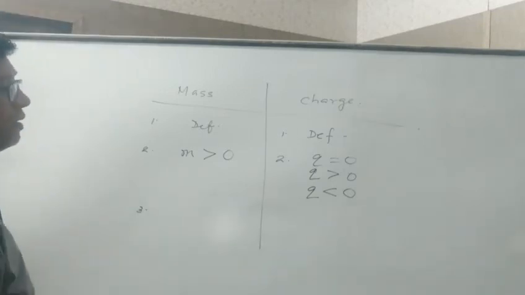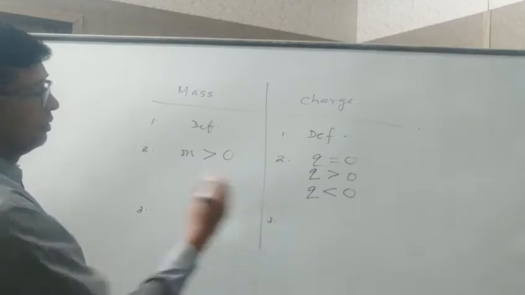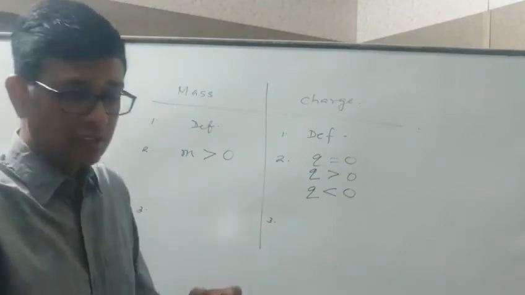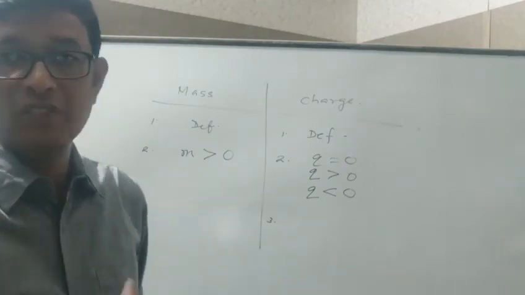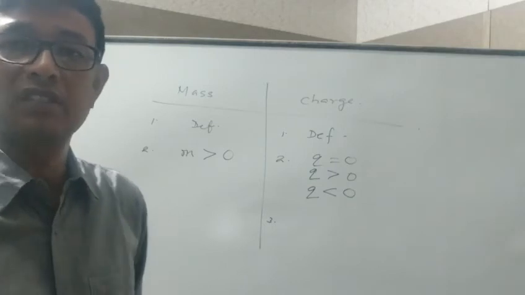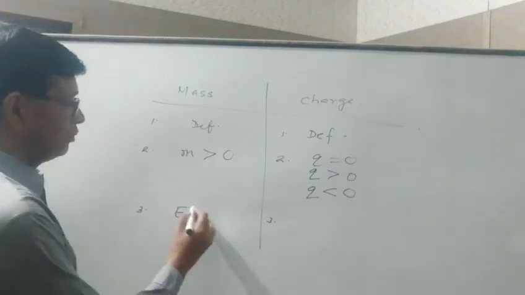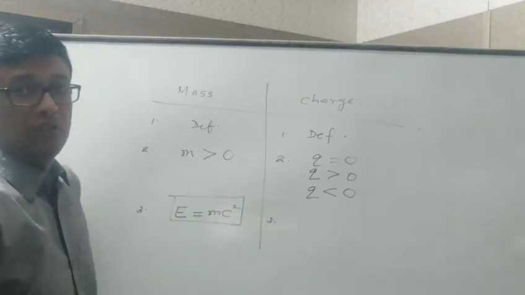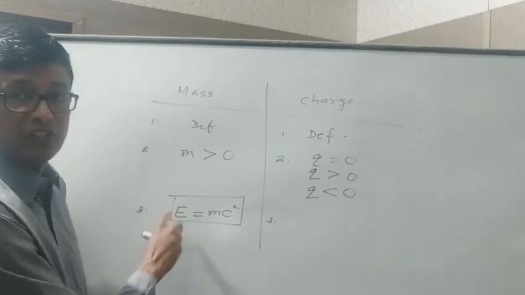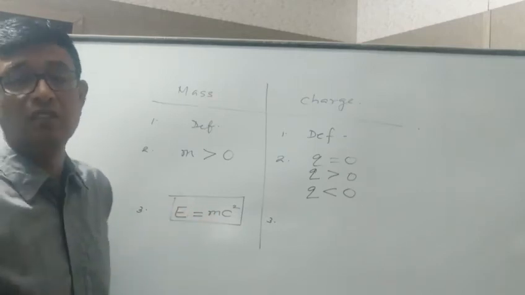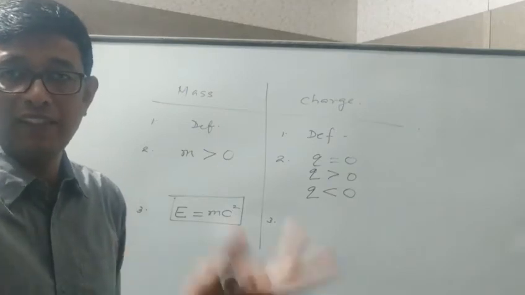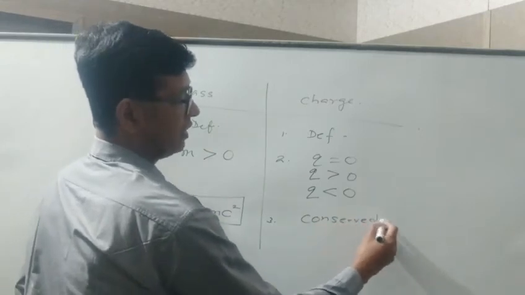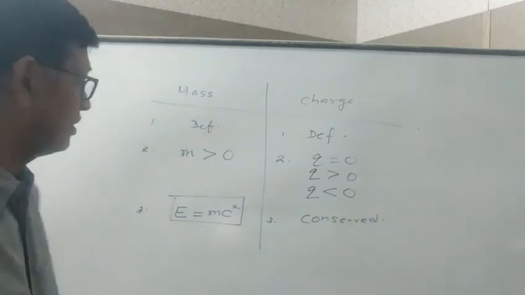Third, mass is not conserved. I repeat, mass is not conserved. It can be converted into energy. Again, we have discussed it. We'll discuss it in +2 in nuclear physics as well. We are aware of this particular formula, Einstein's energy mass equivalence relationship, E equals mc square. So mass can get converted into energy and vice versa. So mass is not conserved. It is convertible into energy. While charge is conserved. It is again a very, very basic difference between mass and charge. Right?